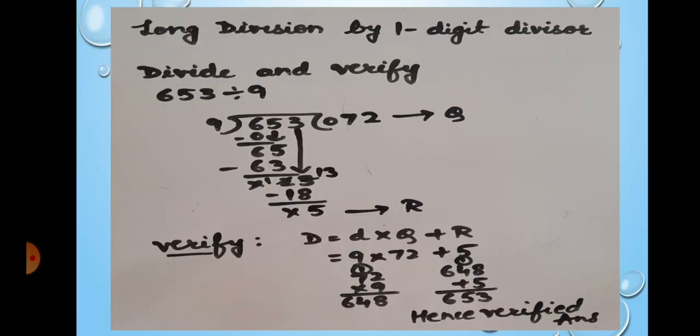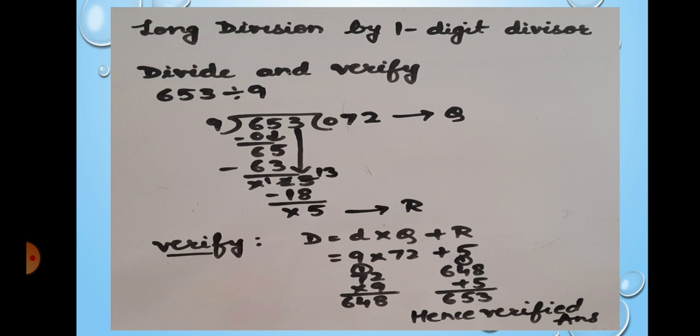Now students, the next topic is long division by one digit divisor. Here we are going to divide and verify. The number is 653 divided by 9. As you can see, the digit 6 is smaller than 9, the divisor. So we write 0 in the quotient and 0 below the digit 6. Then we subtract 6 minus 0, and we get 6.